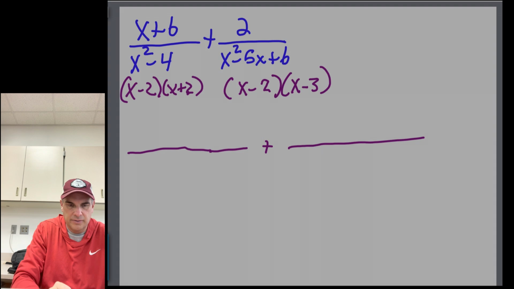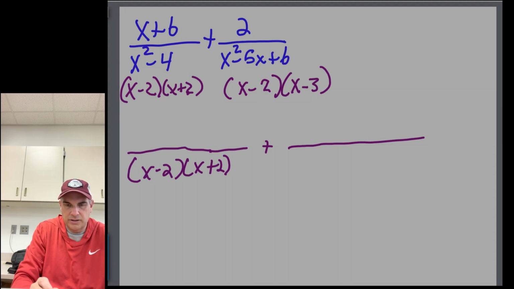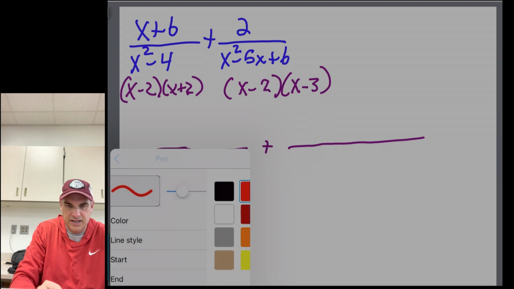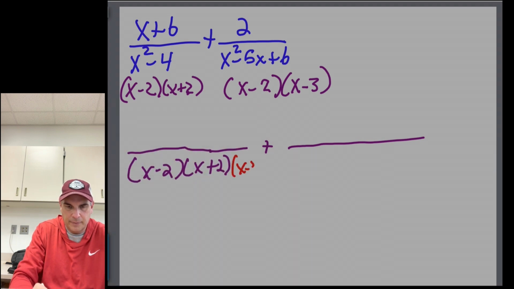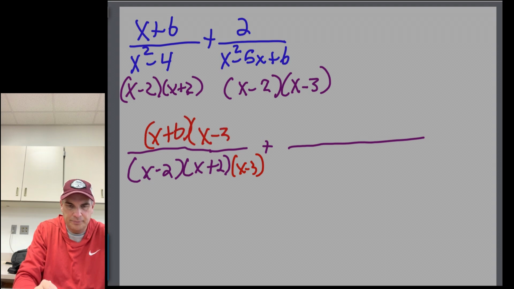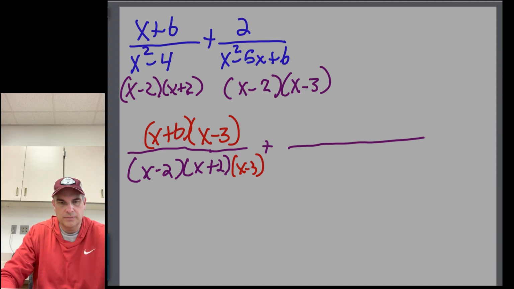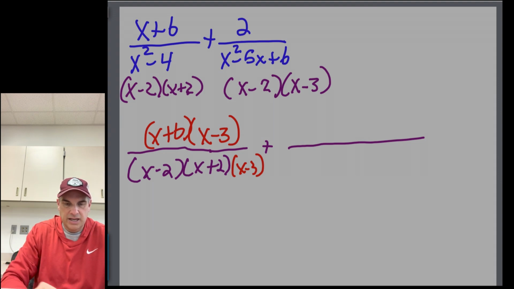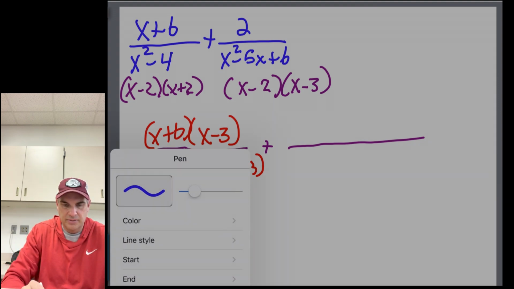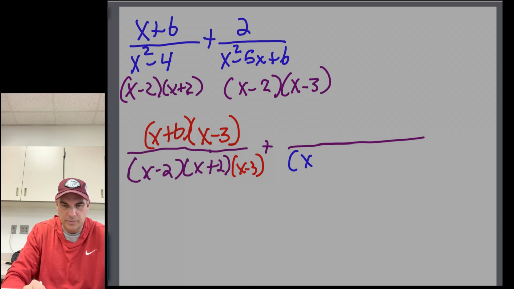So our new denominator, start at the left, x minus 2, x plus 2. Go to the second one, x minus 2 is already covered. I don't have an x minus 3, so I have to add in that x minus 3. So that means on the top, because I added in that x minus 3, I have to add it in there. Those would cancel and we'd be good to go. Back to the same. Second denominator has to be the same, so we can't change the denominator. So now our denominator is x minus 2, x plus 2, x minus 3, and I've got a 2 on the top.